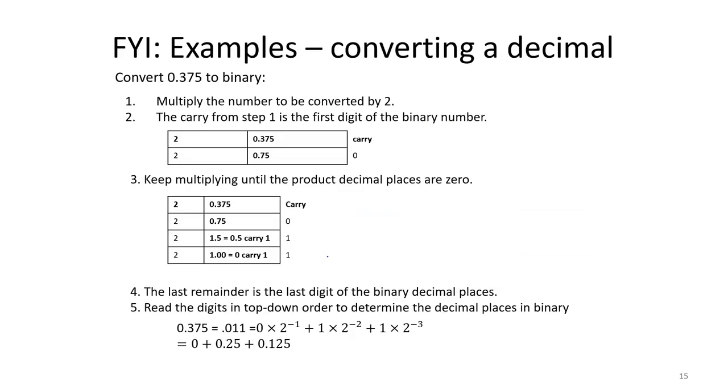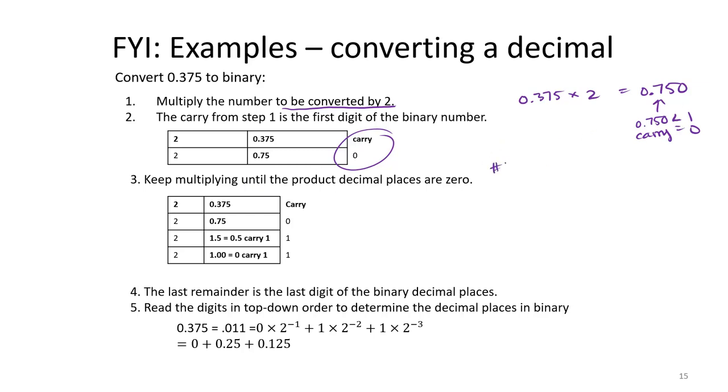Here's an example of how you would convert 0.375 to binary. Our first step would be to multiply the number to be converted by 2. So 0.375 times 2 would be 0.750. Here, 0.750 is less than 1, so our carry is equal to 0. And so we keep multiplying until the decimal places become 0.